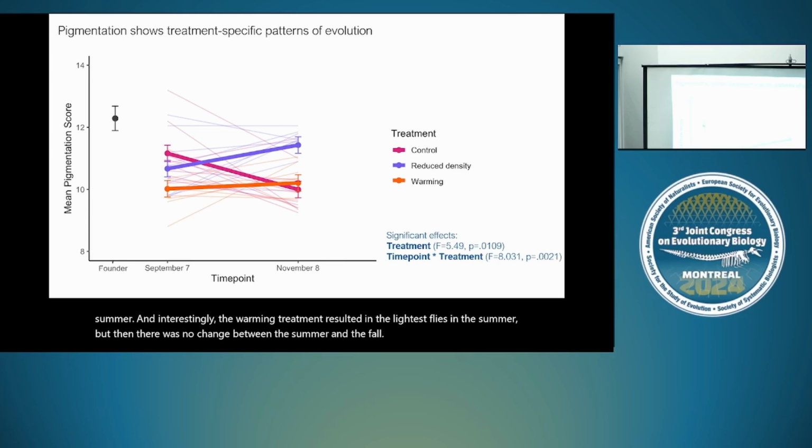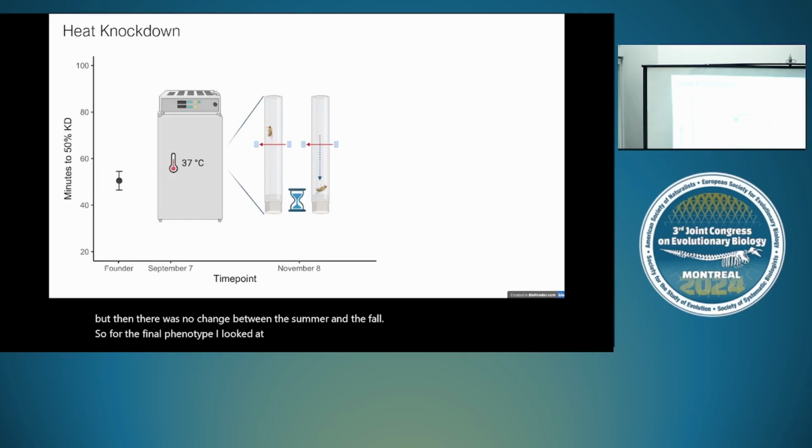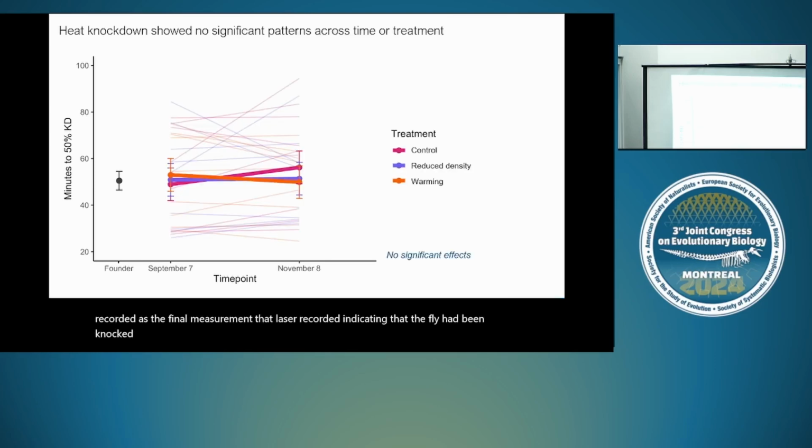So for the final phenotype I looked at, we measured heat knockdown, and I did this using Drosophila activity monitor tubes in which a single female fly was placed in each tube, and then we placed the flies at 37 degrees Celsius, and inside of each of these tubes there's a laser that will measure fly movement, and heat knockdown was recorded as the final measurement that that laser recorded, indicating that the fly had been knocked down. So I found that heat knockdown showed no significant patterns across time or treatment.